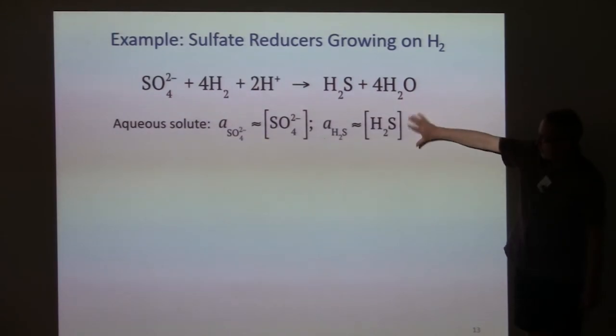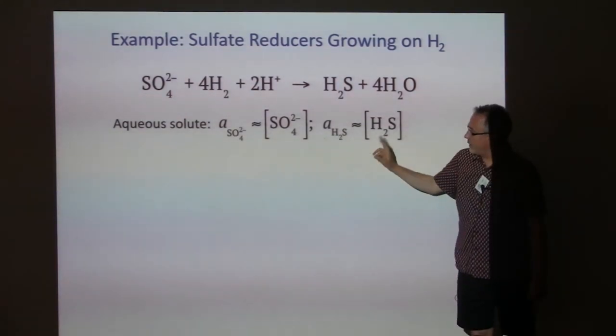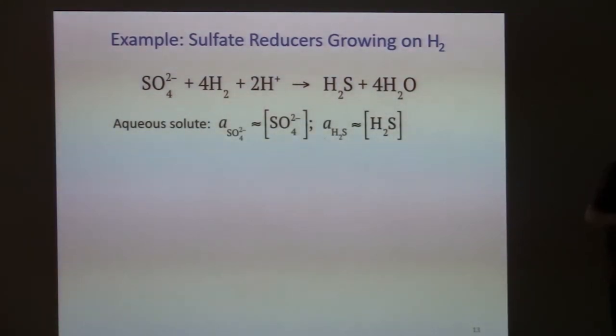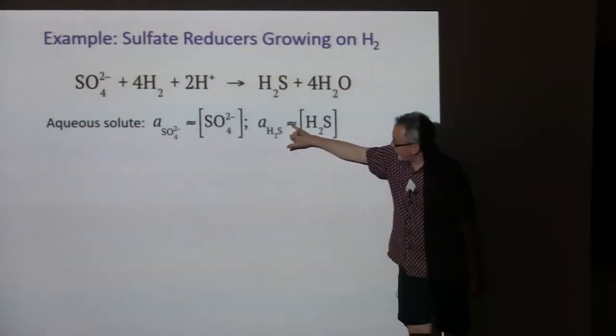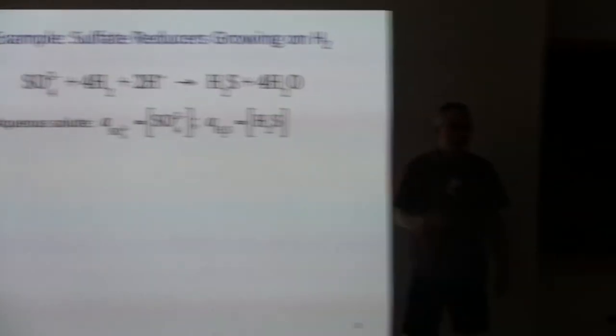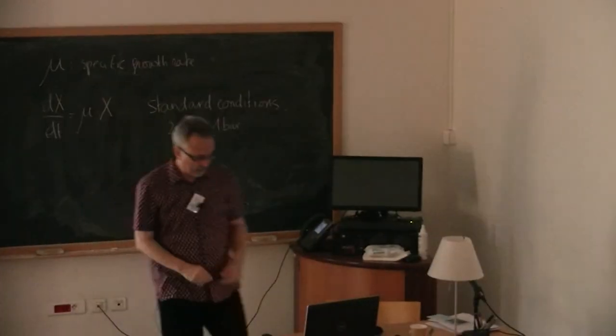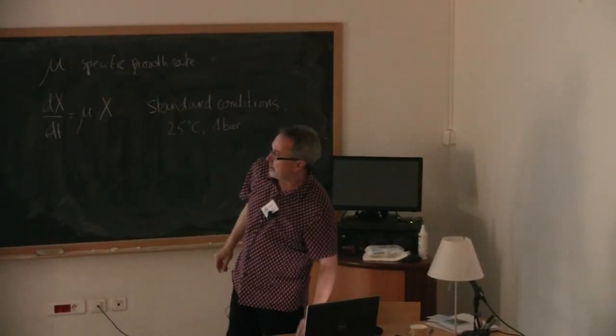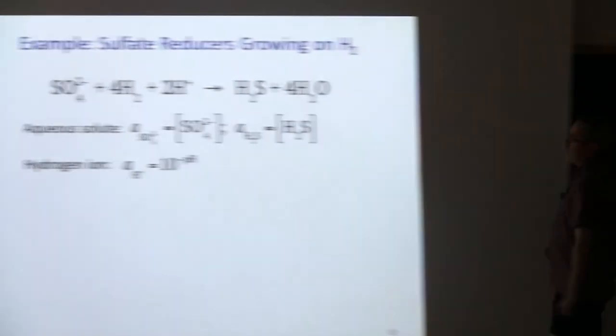But let's just assume that you can relate your activities to your concentrations. If you want to make this a perfect equal sign, you have to have what's called an activity coefficient. And there are numerous theories to calculate these activity coefficients. For the proton, it's actually easy.